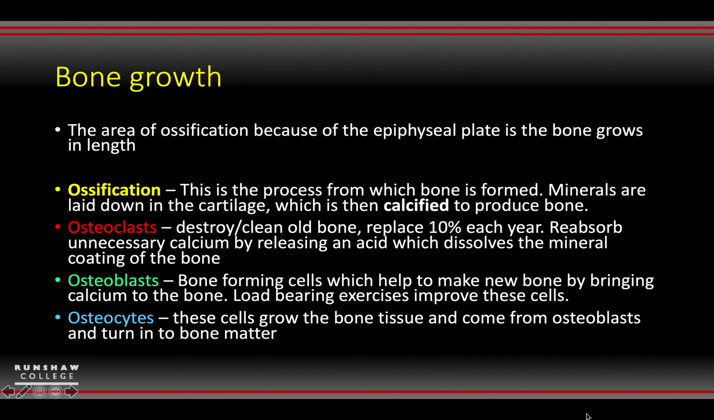Now, load-bearing exercises, so things like running, jumping, can help improve those cells and help to reproduce new bone quite quickly. So cyclists, for example, who don't do load-bearing exercises, are prone to breaking bones quite easily, and also have a slightly longer recovery time because their osteoblasts and osteocytes aren't really that required as a cyclist. There's no load-bearing compared to a runner. Runners could usually recover quite quickly because they have more osteoblasts.